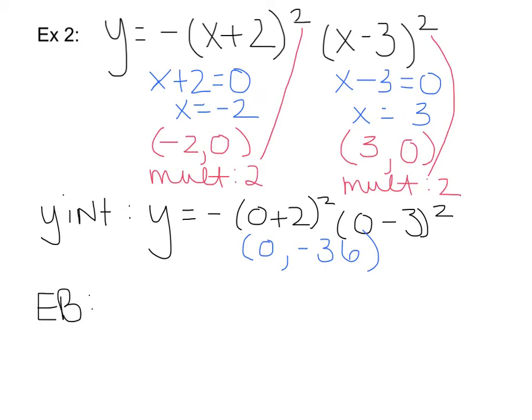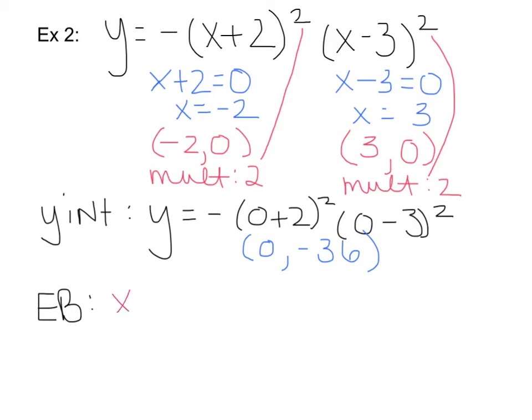So since it's in factored form, I have to count my exponents to determine whether it's even or odd. So I have 2 exponents here, 2 exponents here. 2 plus 2 gives me 4. 4 is an even number, so it's an even degree. And then since out in front is a minus sign, it's even and it's negative.